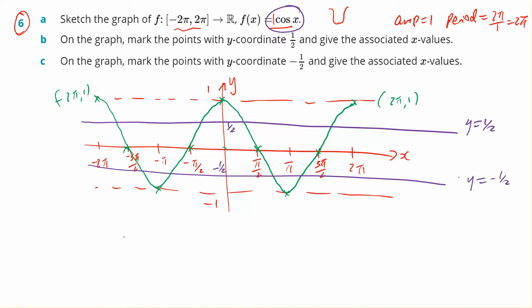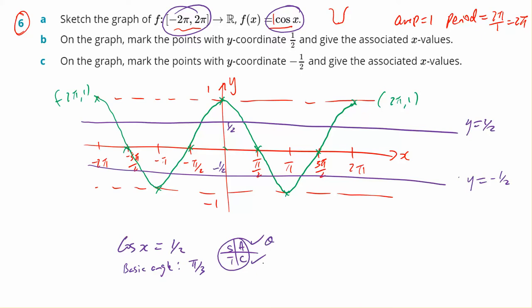So let's do this. We want cos x equals a half, solve it between the domain negative 2 pi and 2 pi. So cos of what gives you a half? The basic angle is going to be pi on 3. Now, I know that cos is positive in the first and fourth quadrant, so that's theta, that's 2 pi minus theta. Okay, so my solutions would be pi on 3, because that's my theta, and 2 pi minus theta is 2 pi minus pi on 3, which is 5 pi on 3.